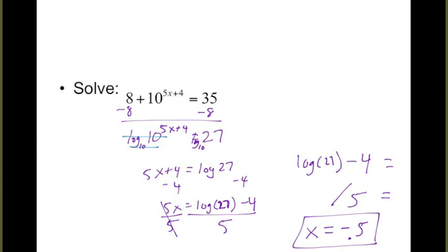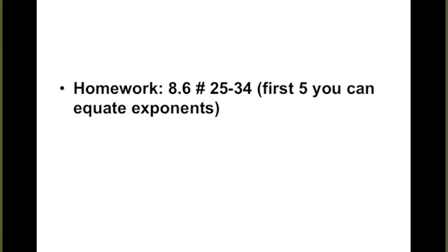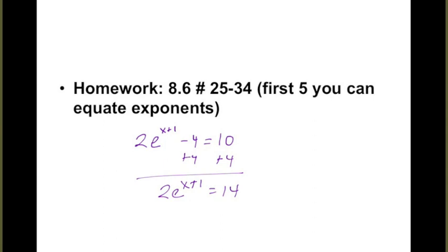I want to do one more example with a special base. So let's say I have 2e to the x plus 1 minus 4 equals 10. What do I need to do first here? Plus 4. Add 4. What do I need to do next? Put x plus 1 on the outside. Not yet. Divided by 2. Divide by 2. We have a multiplier on this one.